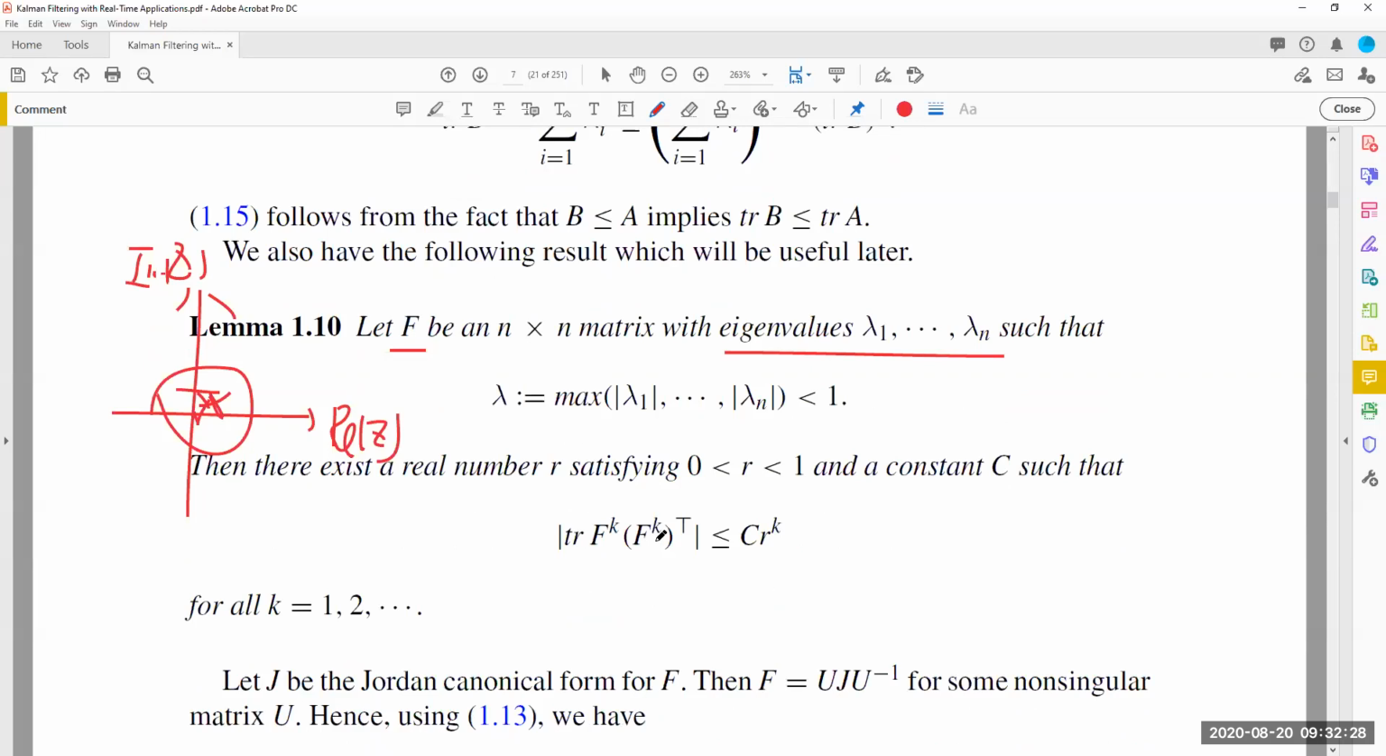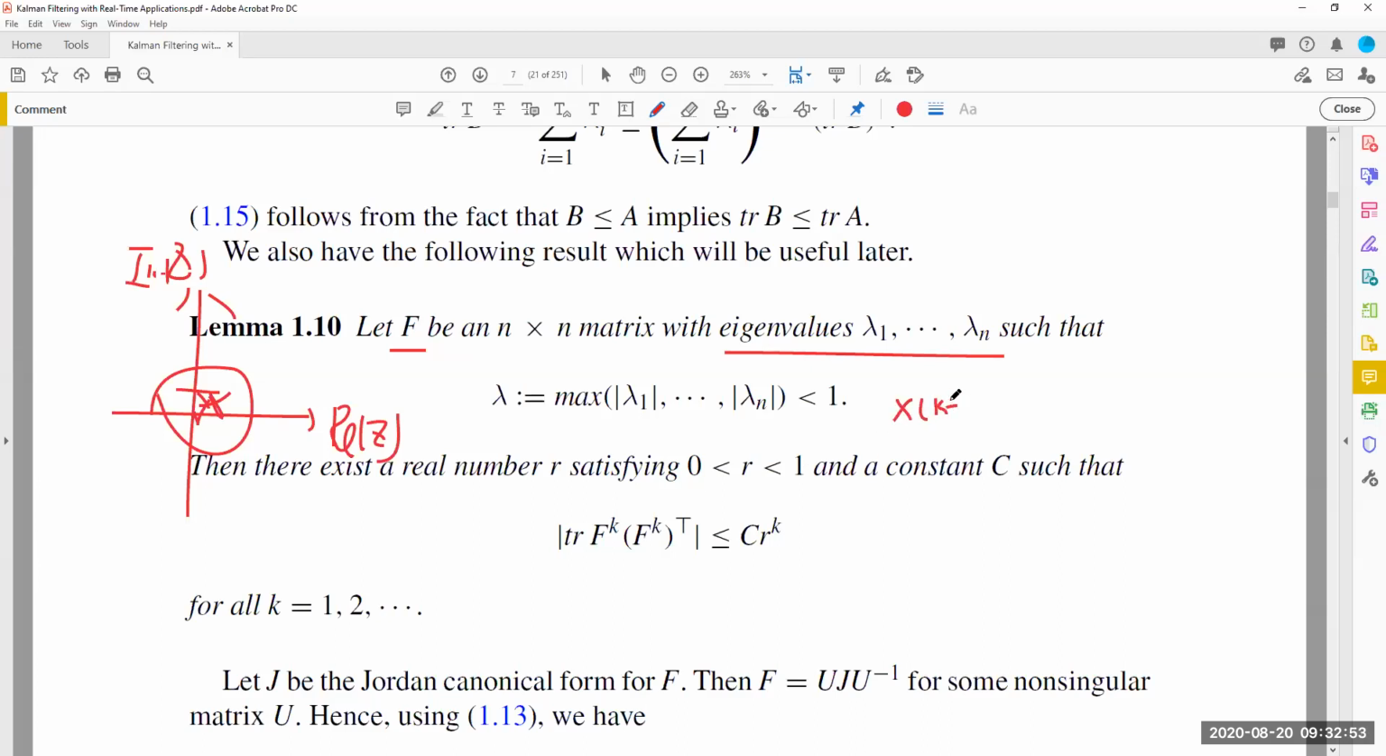Okay? So basically it says if you take the trace of F^k times F^k transpose, if you take the norm, then it's less than some constant C times gamma to the power k, where gamma is some value between 0 and 1. So you can make a connection of this to discrete time system stability.